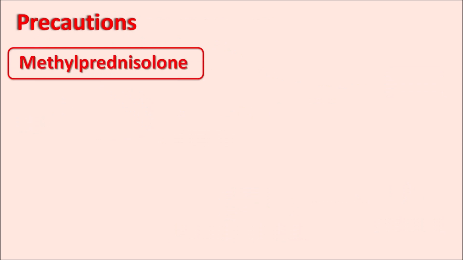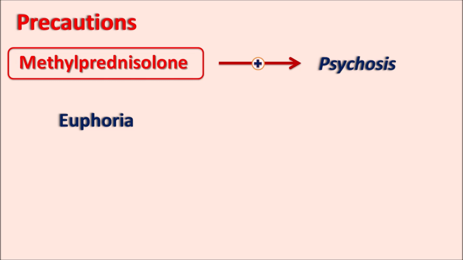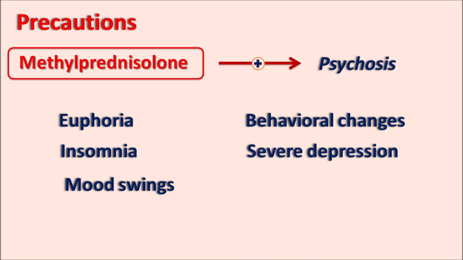Similarly, methylprednisolone can also stimulate psychotic symptoms, and it can induce some psychosis in susceptible patients. So this drug can produce some euphoria, insomnia, lack of sleep. It can produce some mood swings and behavioral changes in the patients, severe depression as well as hallucinations. So if a patient is already having any psychotic disorders, then methylprednisolone should be carefully given because it can further increase the psychotic symptoms.